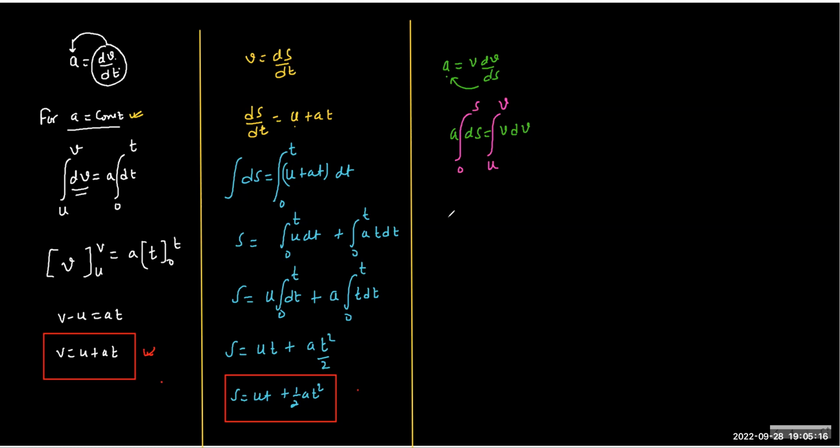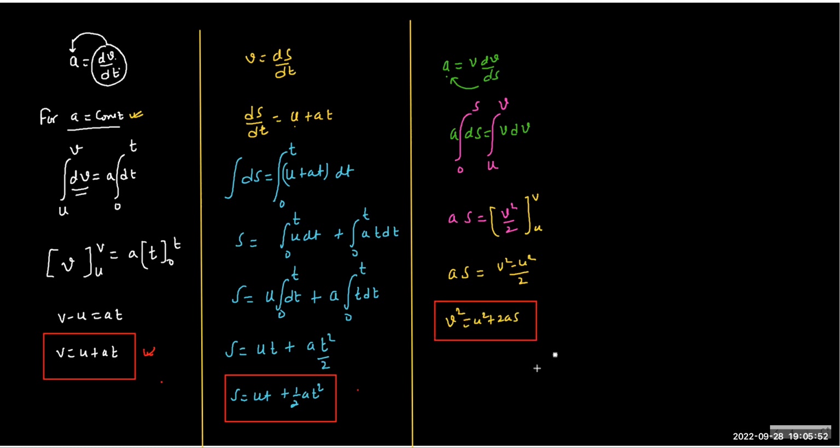So LHS will give you how much? Tell me, guys. What is the integration of ds? Yes. So as equals to, and v dv will give you how much? v square by 2. But you have to also take the limit, na? From where to where? u to v. So what do you write here? Tell me. v square minus u square by 2. Correct. So now you know v square equals u square plus 2as. That's a very simple and basic relationship that we are all aware of.